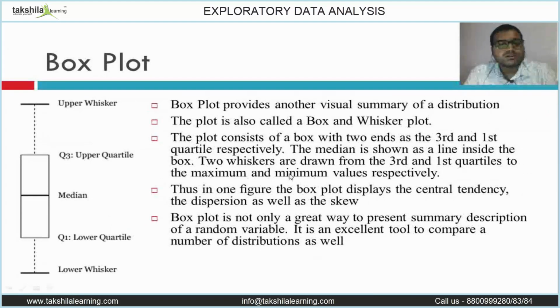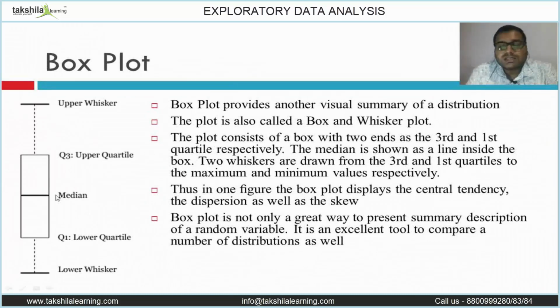Thus, in one figure the box plot displays the central tendency, the dispersion, as well as the skewness. In one graph you get many things: we can see how the data is spread and what the median of the data is. If the data is normally distributed, the median will be in the center, but if not, it will vary up or down.